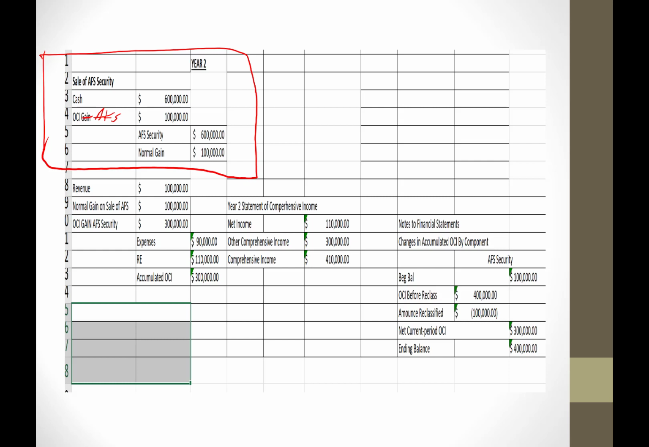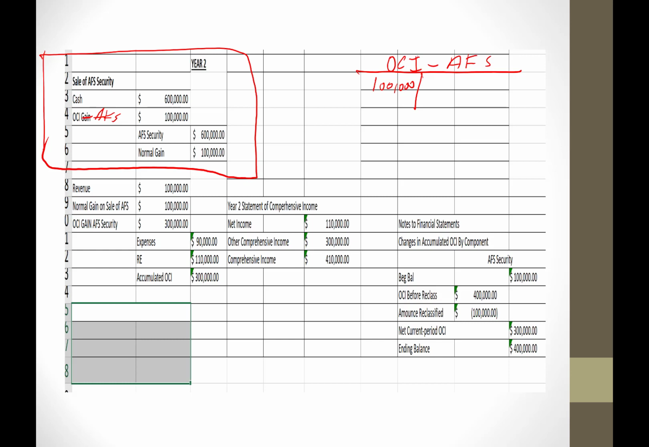Okay. Now what happens? I'm going to go ahead and tee up over here OCI, other comprehensive income, what, available for sale security? And it had started at 0, hadn't it? The beginning of the year? So now it's got a debit of $100,000 in it, doesn't it? With me so far?